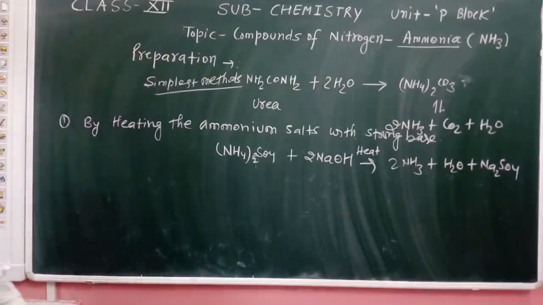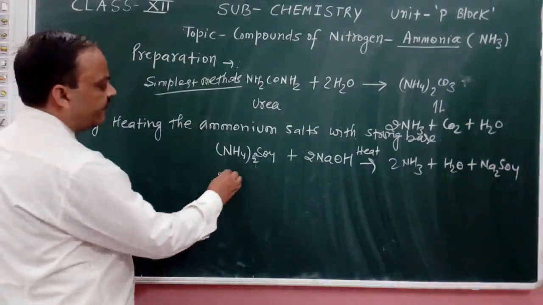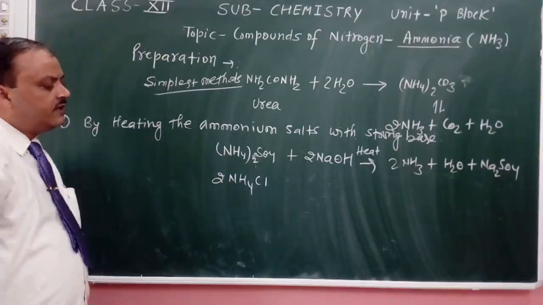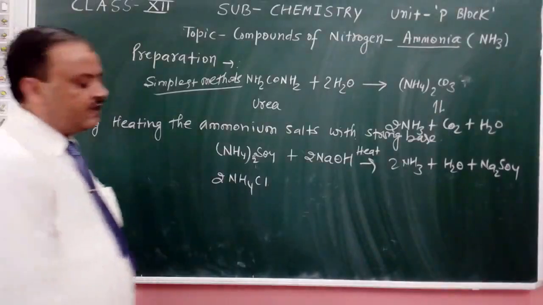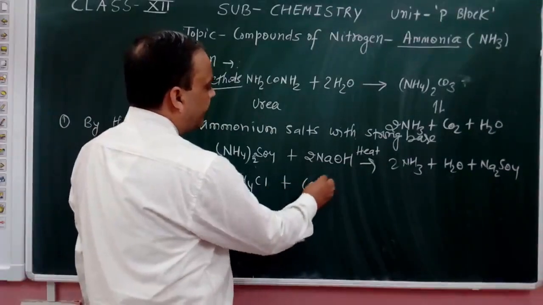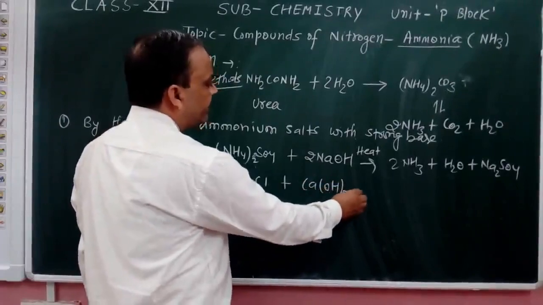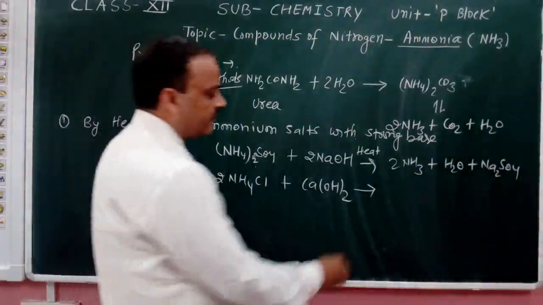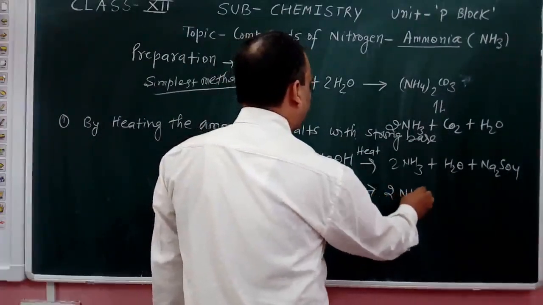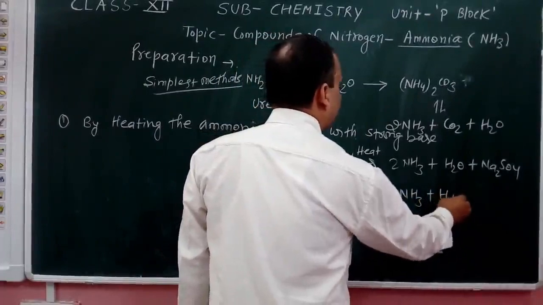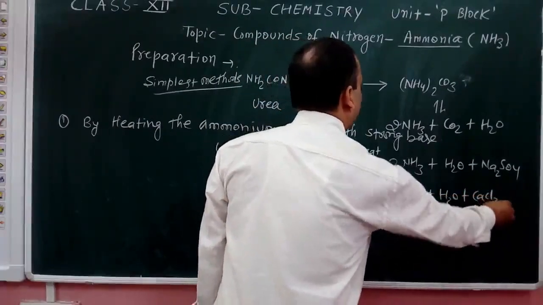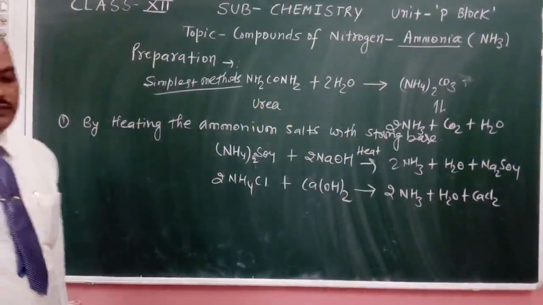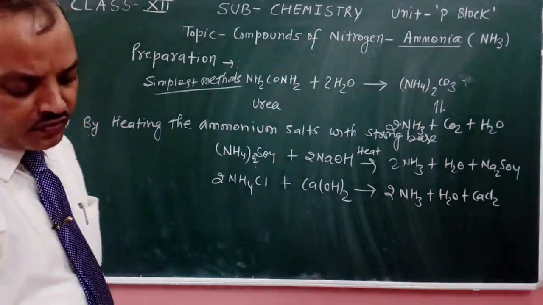In case of some other methods, if we have the salt of ammonia, that is ammonium chloride, and this ammonium chloride is reacted with calcium hydroxide, in this case we get ammonia, water molecule and calcium chloride. So these are the methods through which we easily get ammonia.